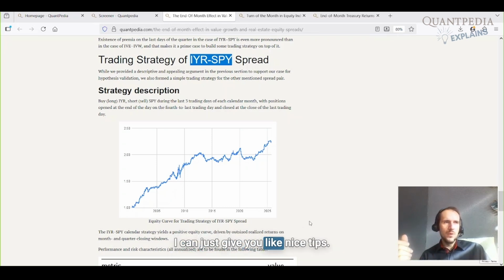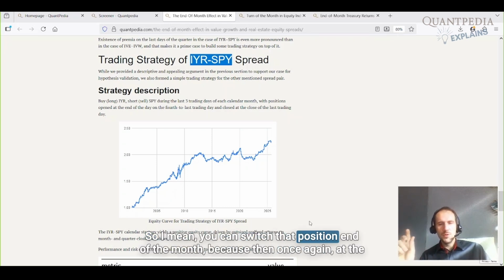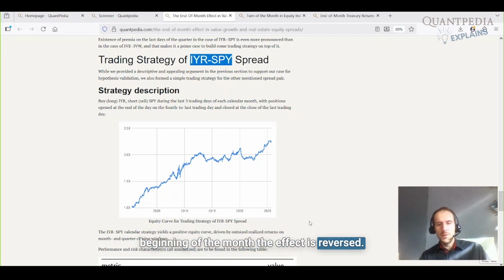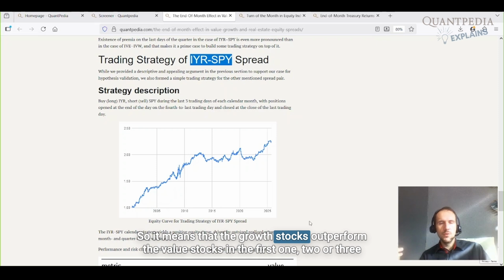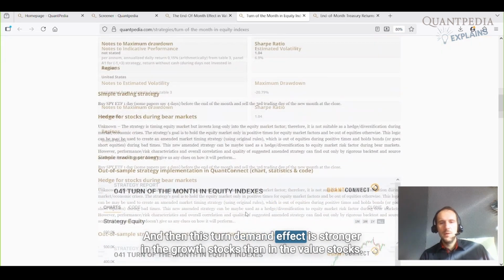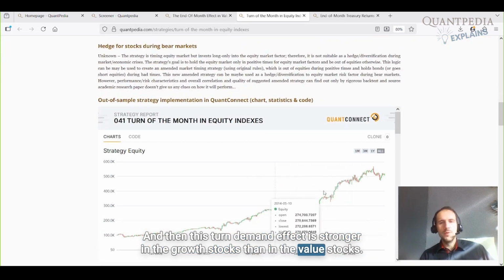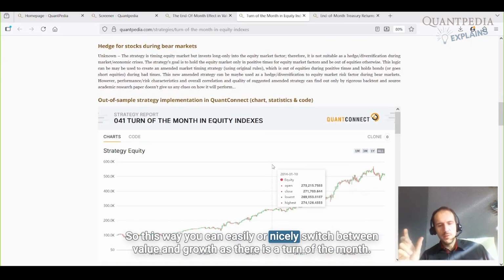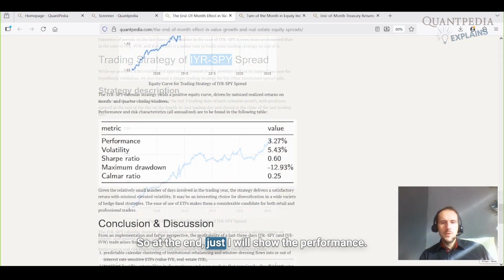I can just give you a nice tip. You can switch that position at the end of the month, because then once again at the beginning of the month the effect is reversed. It means that the growth stocks outperform the value stocks in the first 1, 2, or 3 days, because there is a turn of demand effect, and this turn of demand effect is stronger in the growth stocks than in the value stocks. So this way you can nicely switch between value and growth as there is a turn of demand. So at the end, I will show the performance.